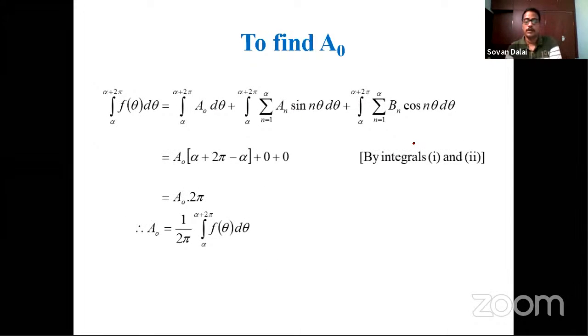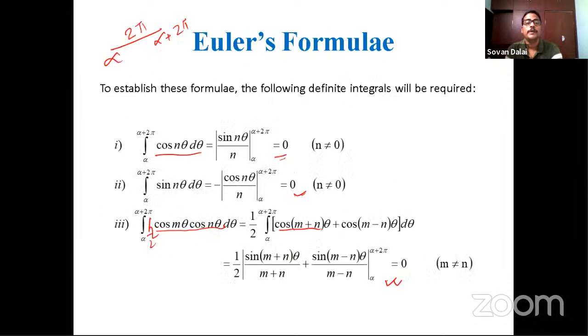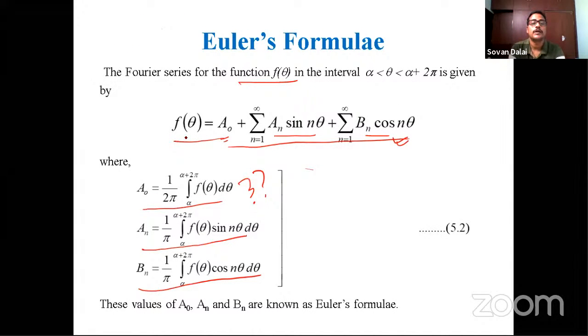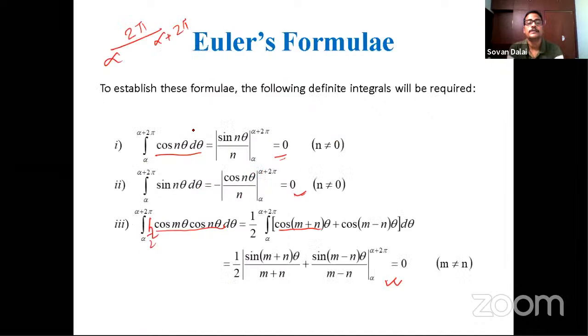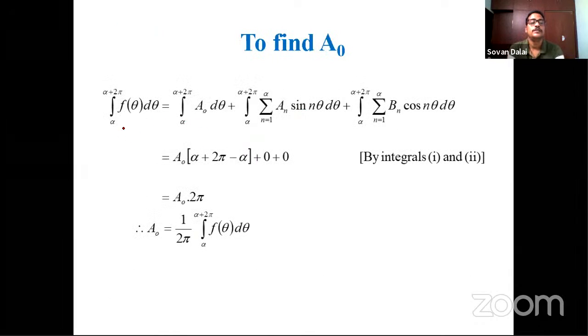Now, remembering these general formulas, we want to find A0 from the basic function, which we are considering as f theta. What is our target? We want to integrate this f theta function d theta in the interval alpha to alpha plus 2 pi. So for finding A0, you have to find the integration of f theta d theta within this interval alpha to alpha plus 2 pi.